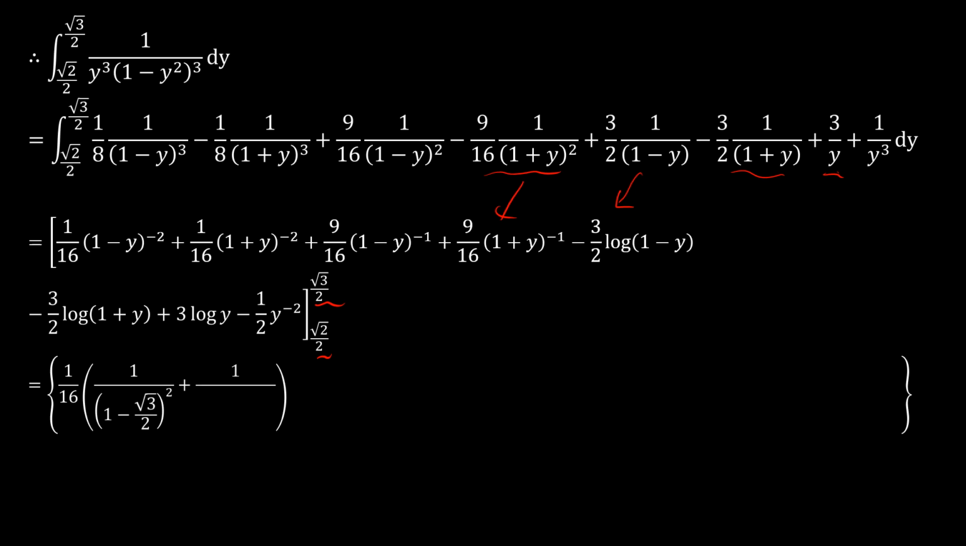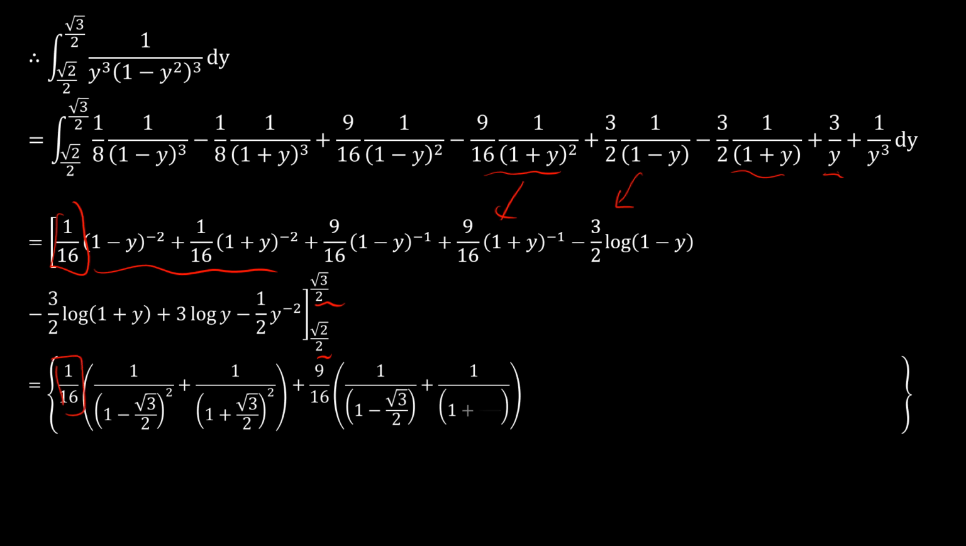We plug everything in there, and we see these two parts here become something like this because we've now taken this constant out. And so we have 1 over 1 minus root 3 over 2 all squared plus 1 over 1 plus root 3 over 2 all squared. And then these two parts here, we've pulled the 9 over 16 out. 1 over 1 minus root 3 over 2 plus 1 over 1 plus root 3 over 2 minus log 1 minus root 3 over 2.